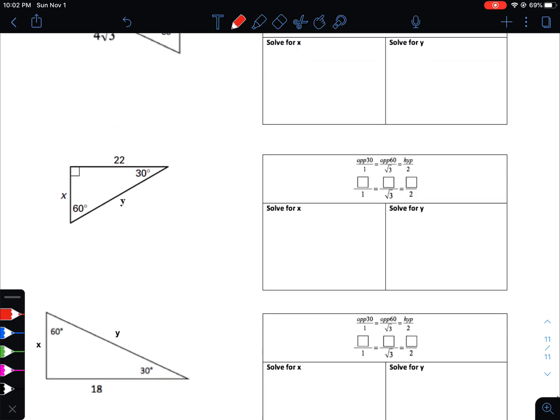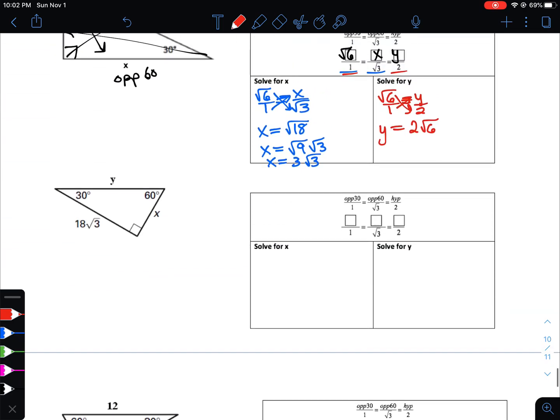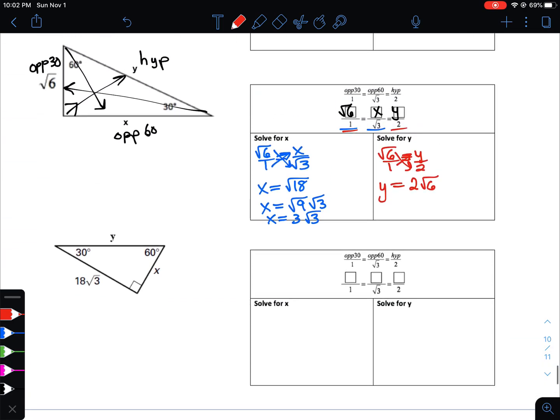All right, just a few more examples that we are going to look at. And these are going to start to be a little bit different because we'll start to have the hypotenuse instead of the other side. So don't think that these are all going to be the same. They are going to be each a little bit different.